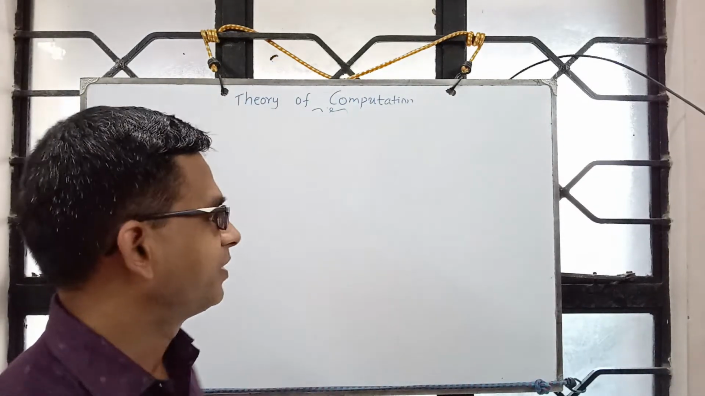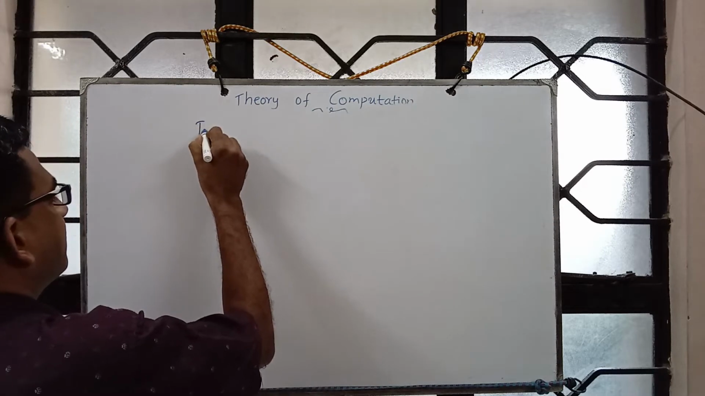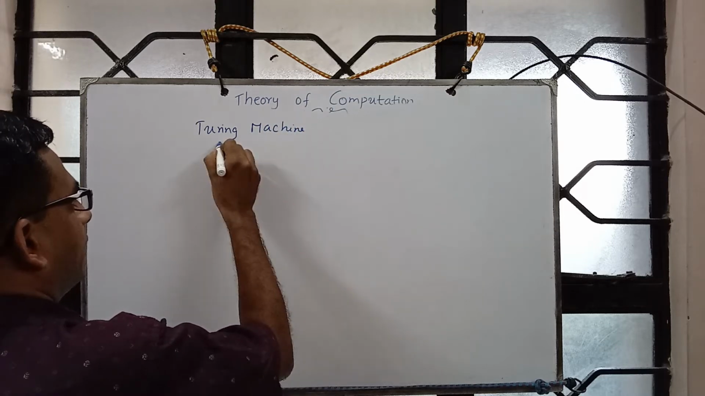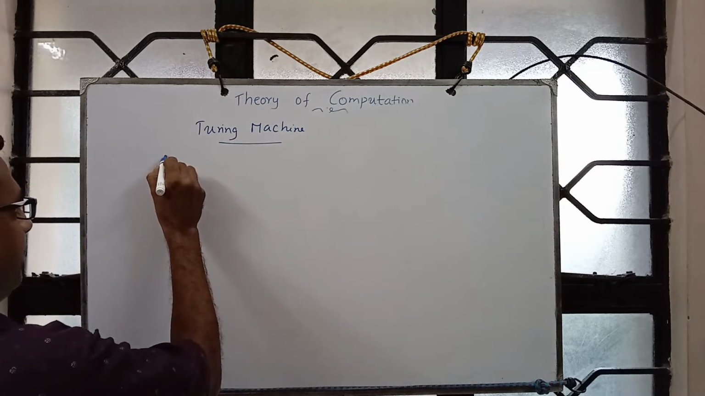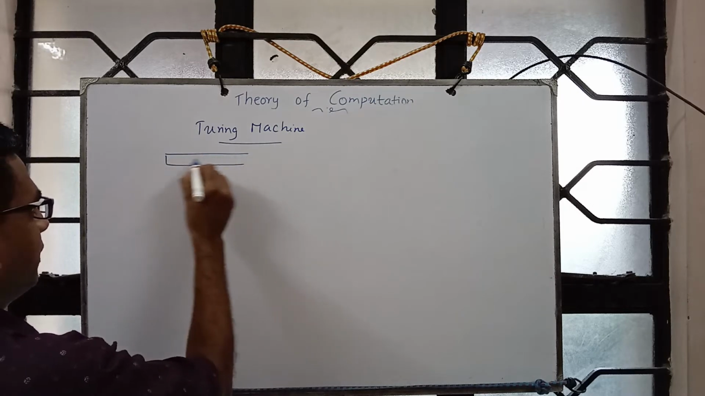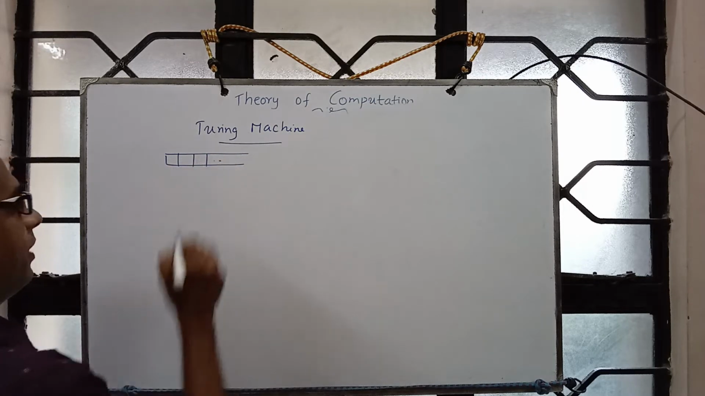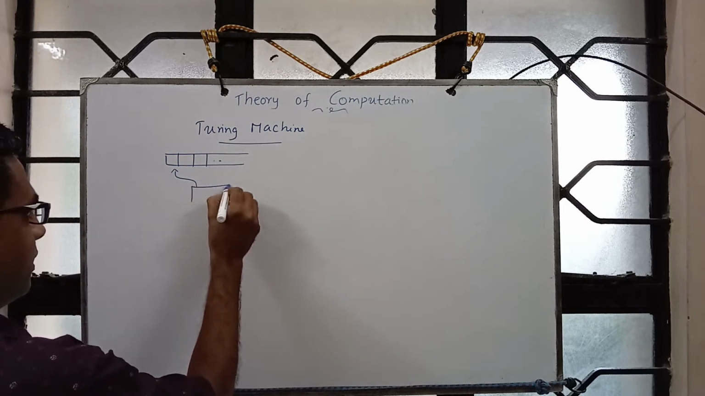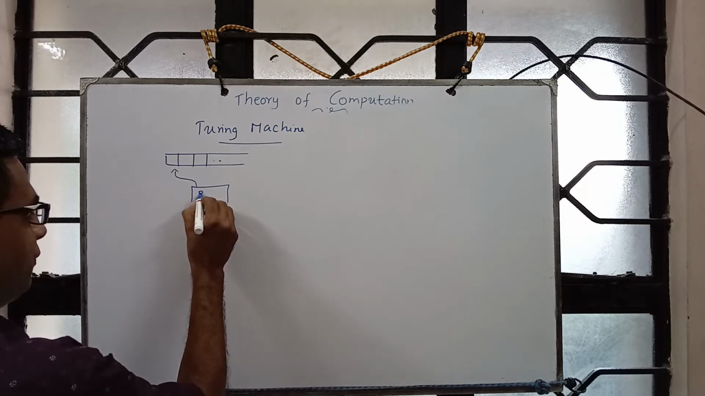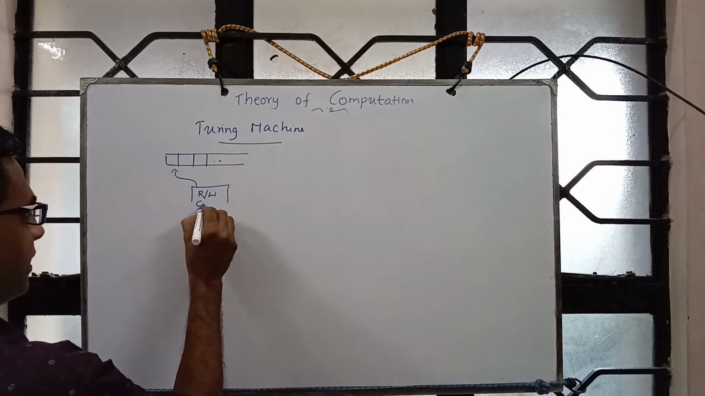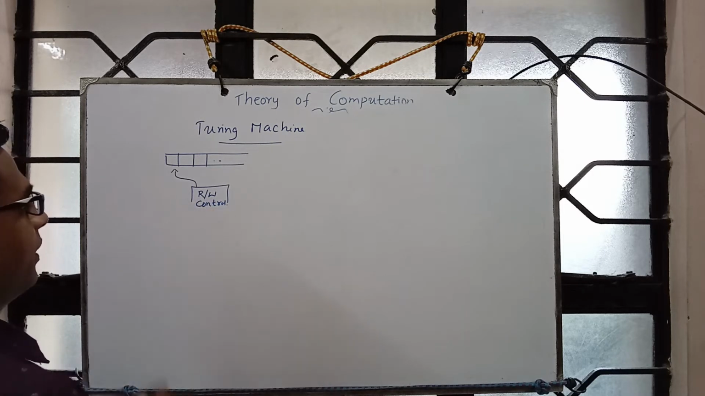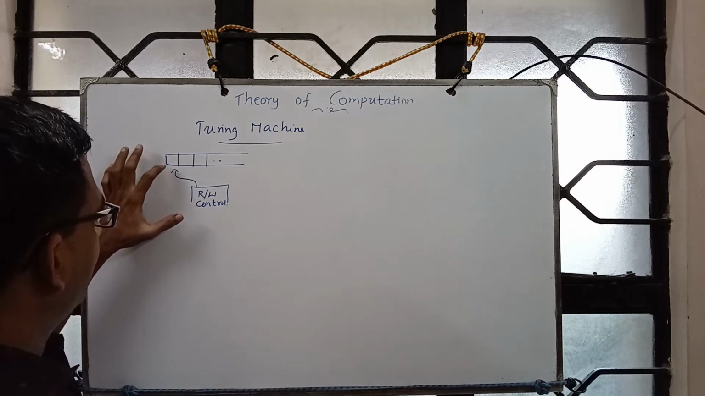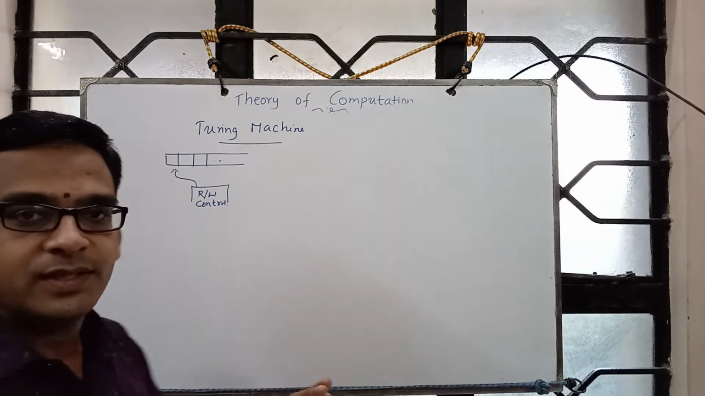The next model of computation is Turing machine. So this machine has got an infinite input tape, very similar to finite automaton and push down automaton, and there is a control unit which can perform both read as well as write, which means on reading a symbol it can replace that by some other symbol.